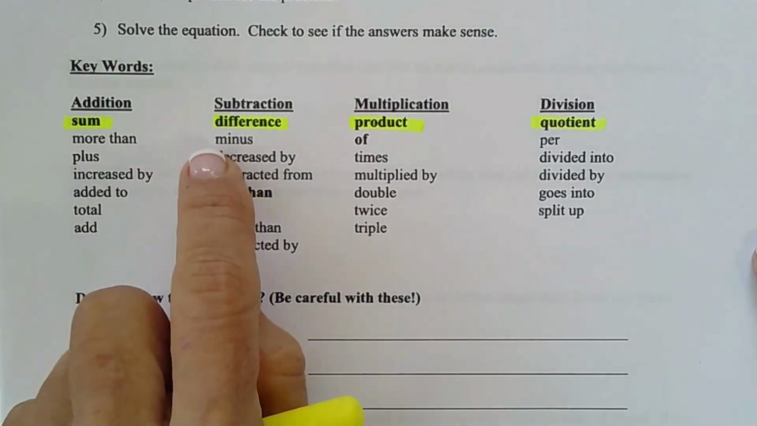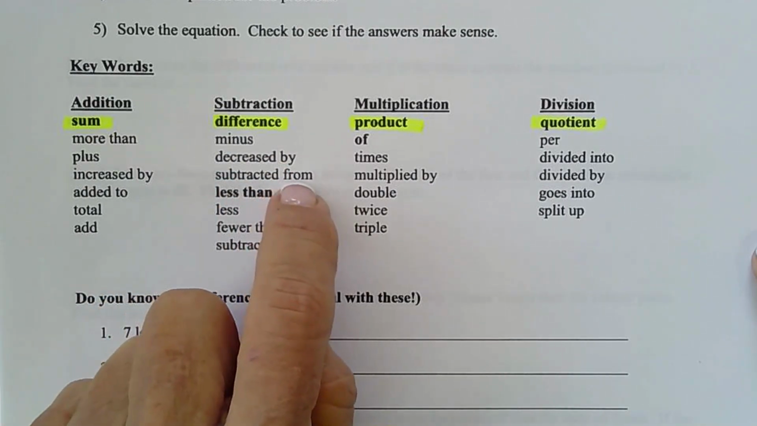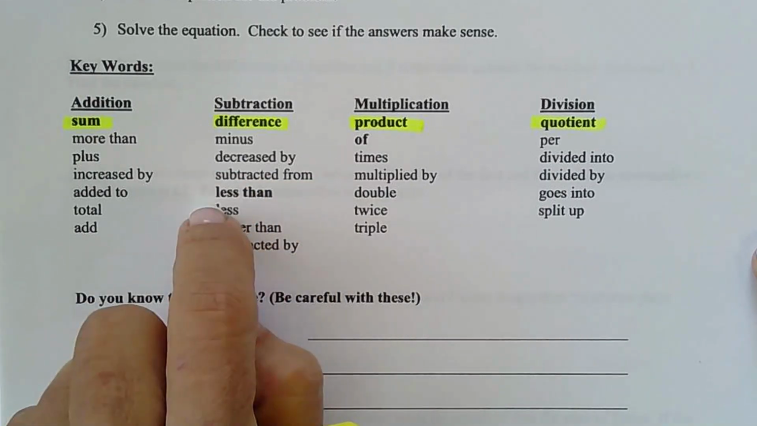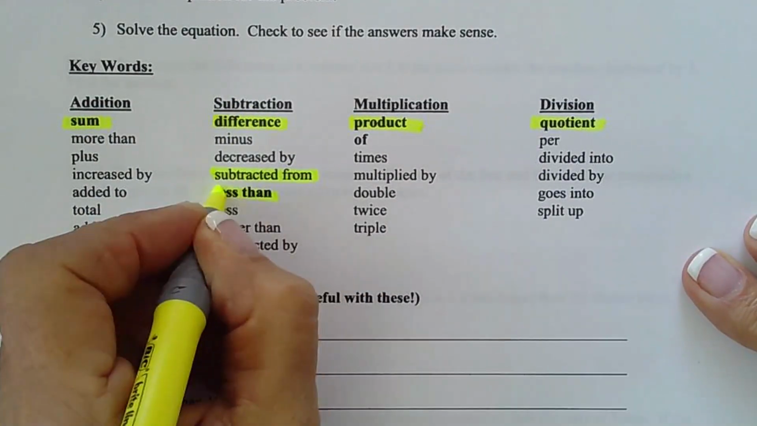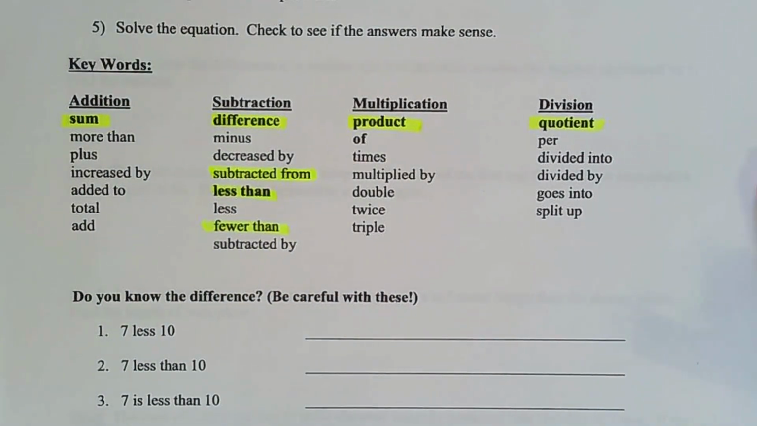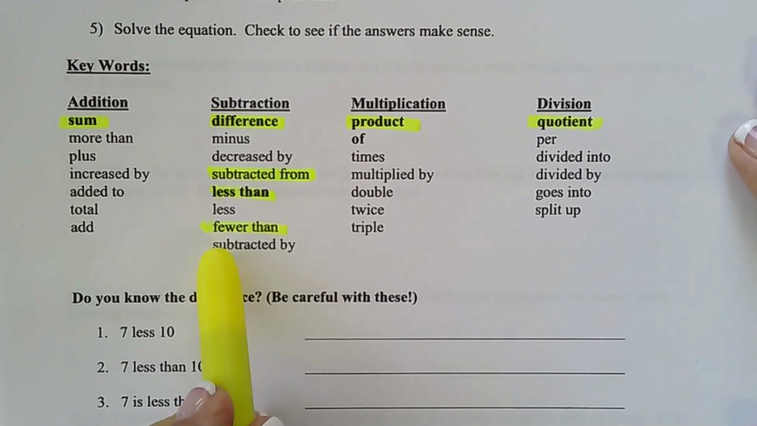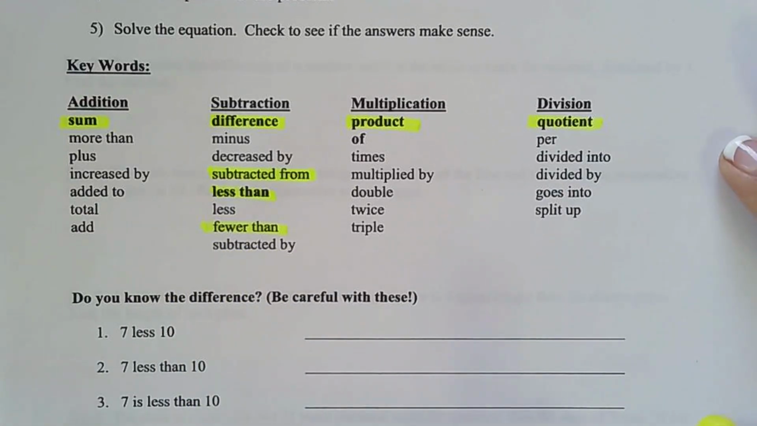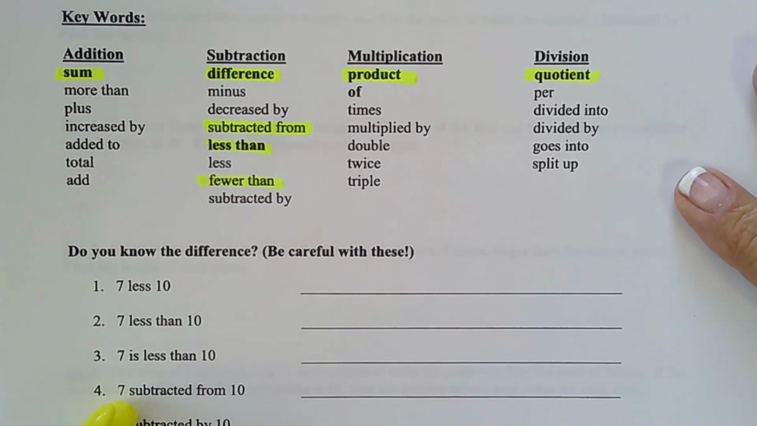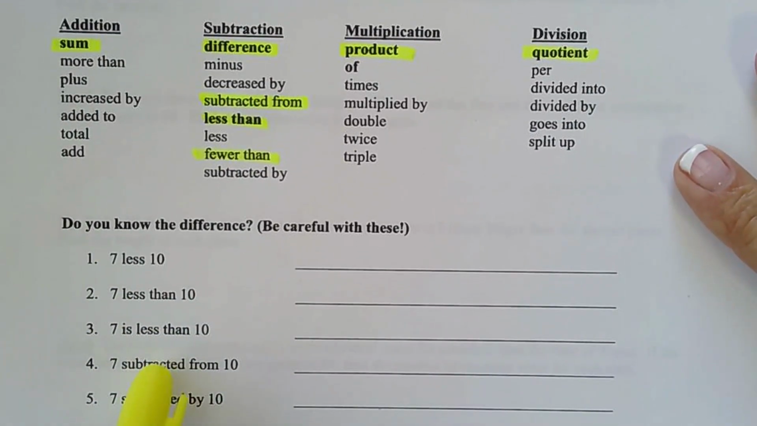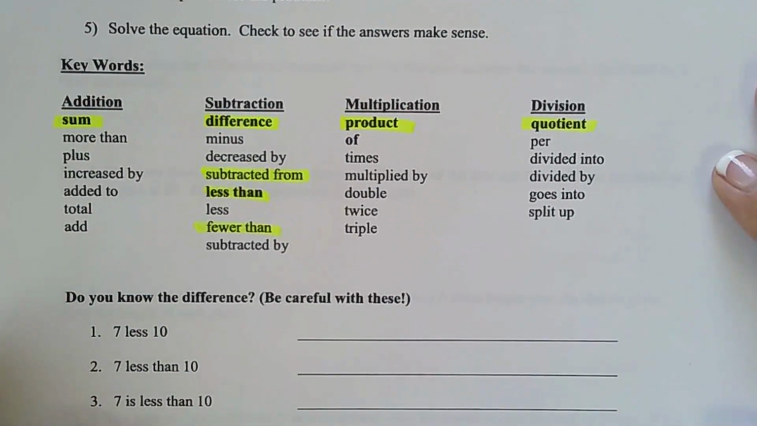Subtraction, the most common one, as I said, is difference. They can always say minus, decreased by. We saw this one a lot. Subtracted from, and less than. So these are the ones we see the most. Subtracted from, less than, fewer than. We saw a lot of those in our translations section. And subtracted by. And we're going to see how these affect it, because I have some listed here that just are different by a word or two, but they're totally different when you go to translate them.